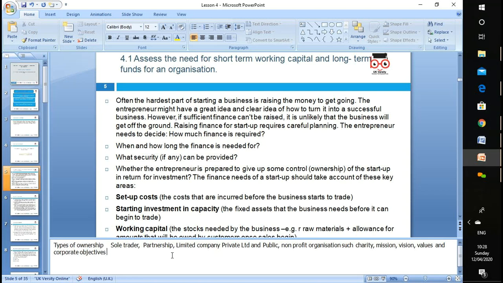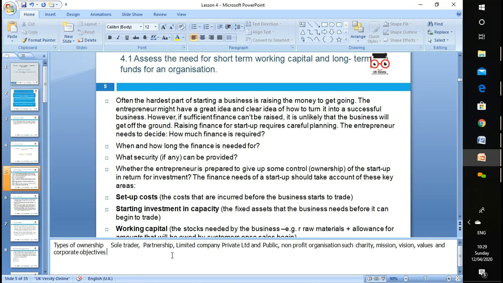You have to ask the question: is it needed for 1 year? Is it needed for 2 years, 5 years, 10 years? What security can be provided? Maybe you have to provide security against personal assets. If your business fails and your house is pledged, you will be really at risk. Also, is the entrepreneur prepared to give up some control of ownership?